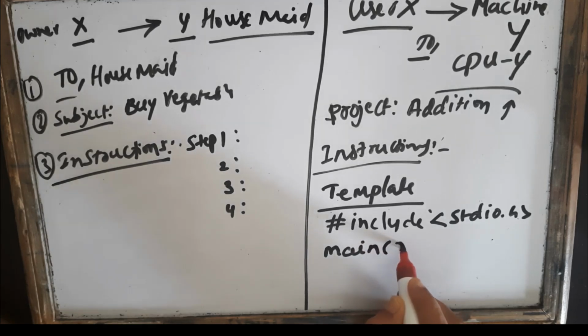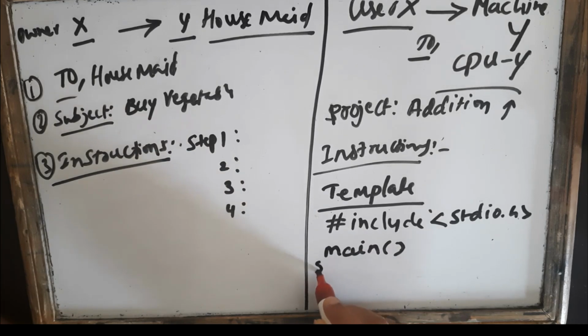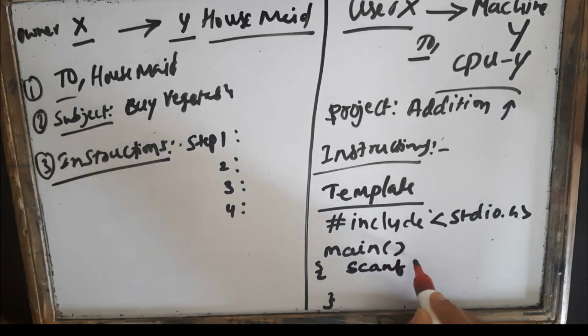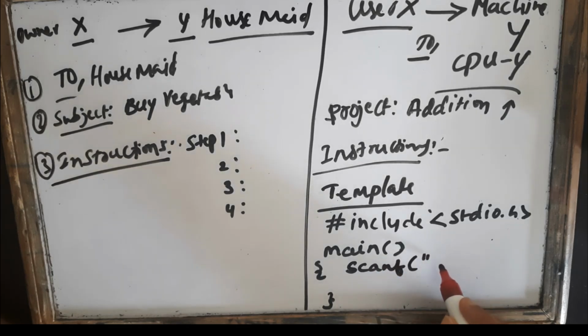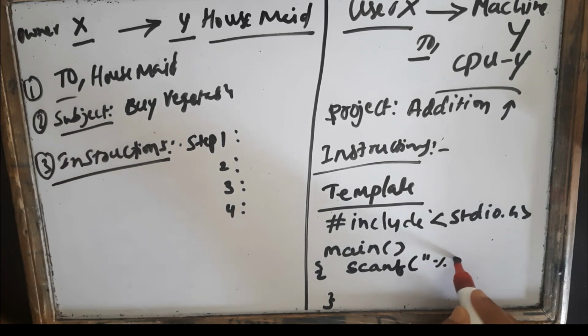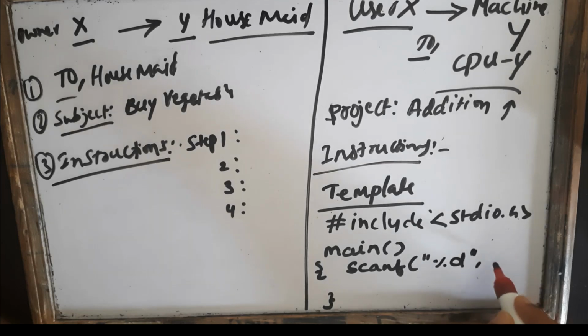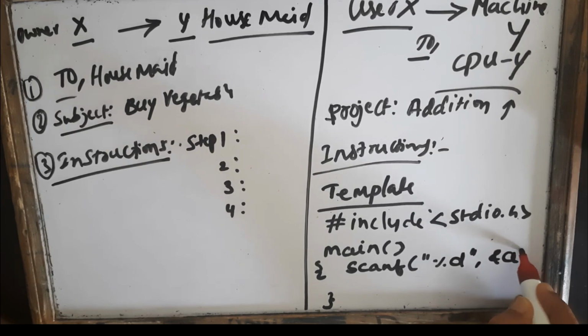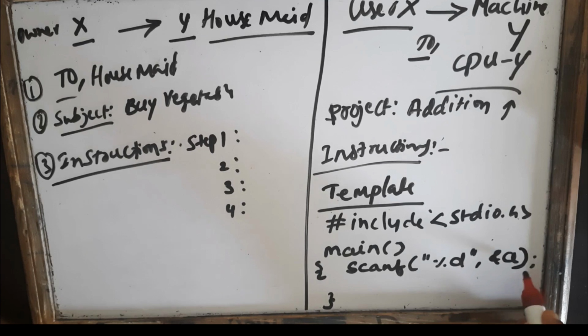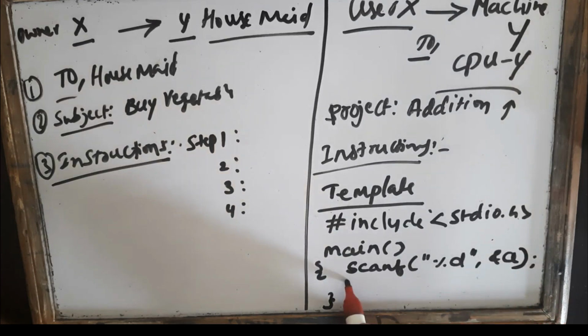Okay, then start and end. Here we say scanf, %d, ampersand a. We understand each line in a more detailed way.